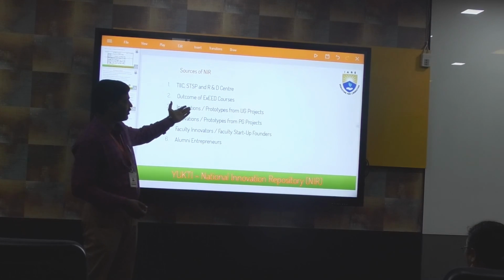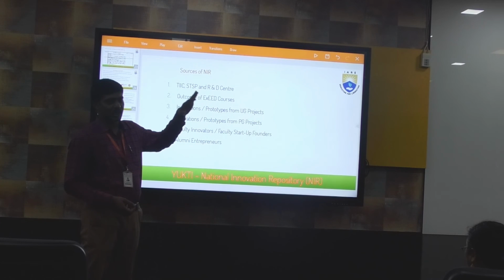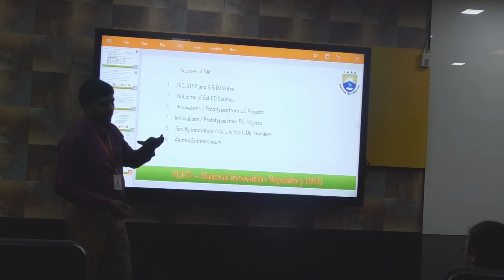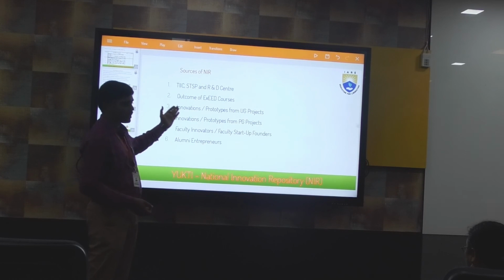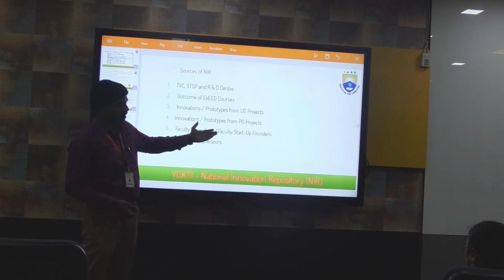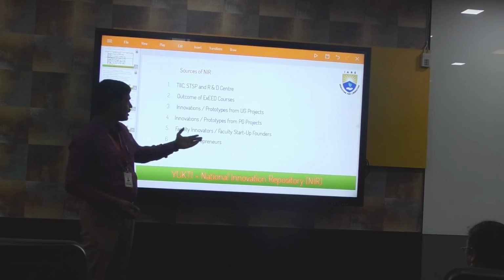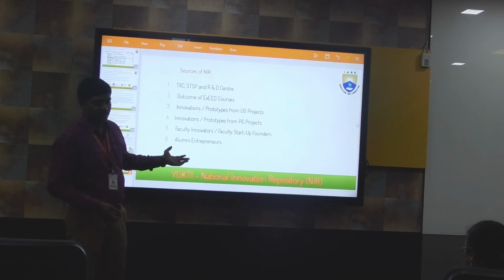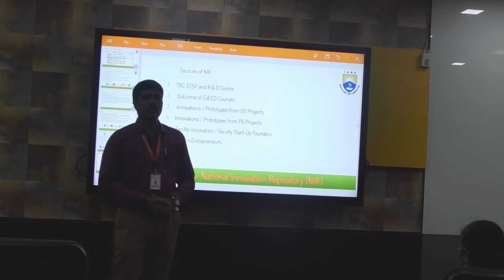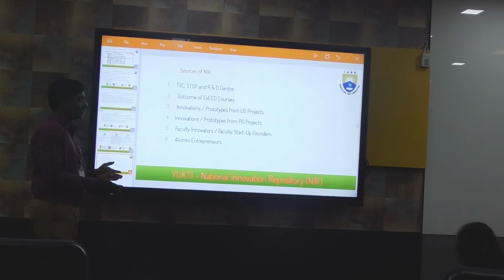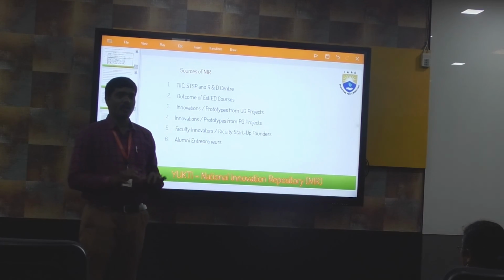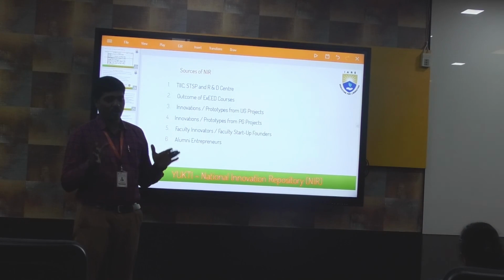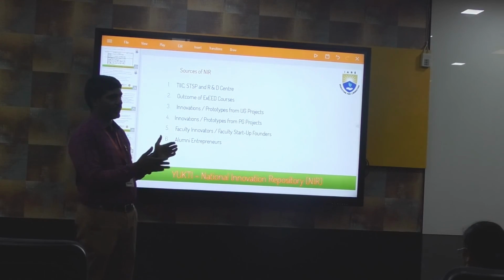The outcomes of exit courses also come in. We have a total of 5 courses in one academic year, and all those course outcomes will be part of this NIR. There are also innovation prototypes from UG projects, innovations and prototypes from PG projects, faculty innovators or faculty startup founders, alumni entrepreneurs, and many more. These are the various sources we are planning to consider to deposit into the NIR data. We have specific plans to deposit all these ideas into this NIR.